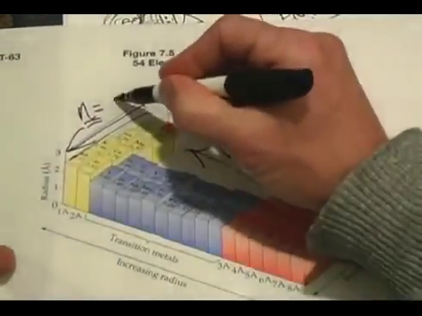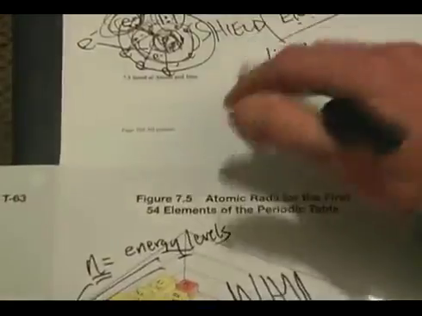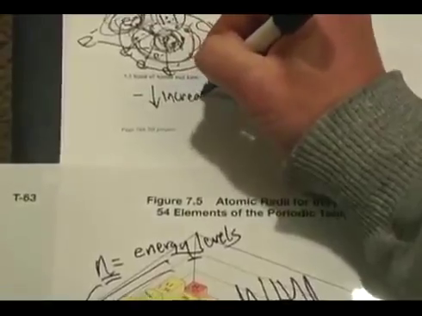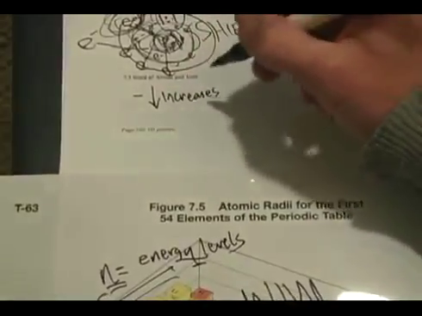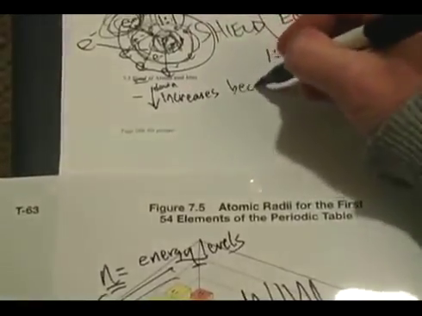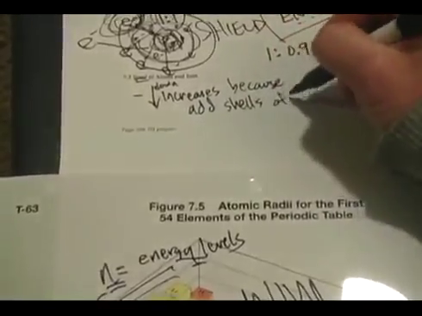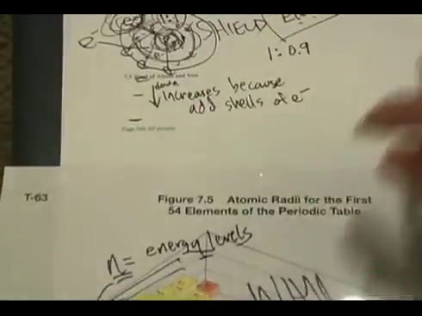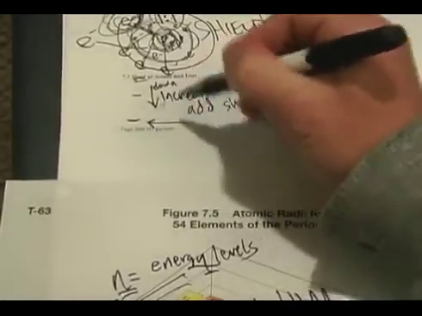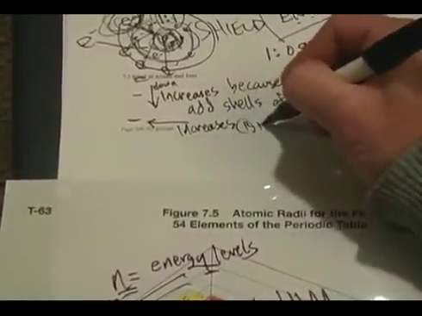In other words, you increase the number of energy levels of electrons, and I'll write it on here. Increases as you go down. You write it in your notes as well. Increases as you go down. The size increases as you go down because you add shells of electrons. Secondly, it increases as you go from right to left.